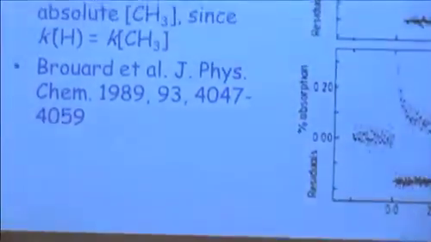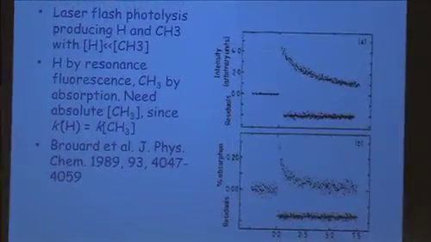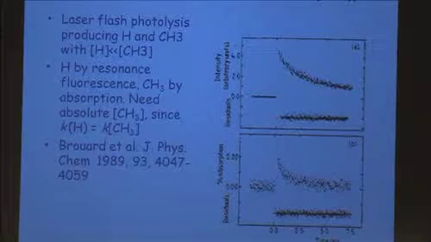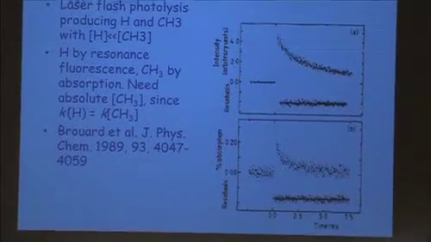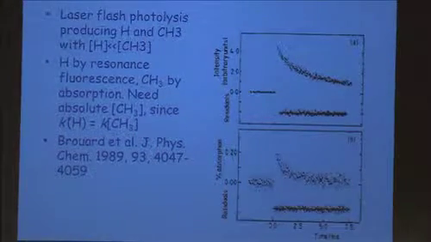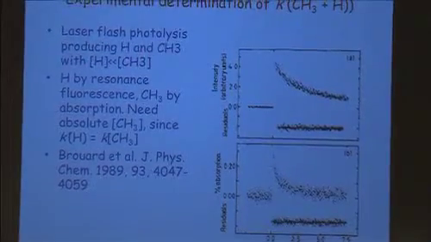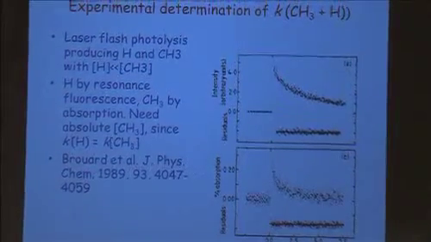So what you're doing is, it's quite hard to do CH3 plus CH3 because you've got to know the absolute concentration. Here you're looking at two different radicals. So what he did was to produce CH3 by the photolysis of acetone, and the photolysis of acetone also produces a small amount of H, about 1% of the concentration of CH3. So he generated H and CH3 together, with H very much less than CH3.